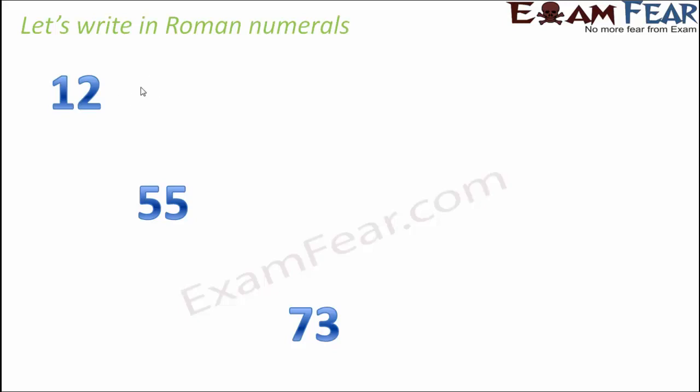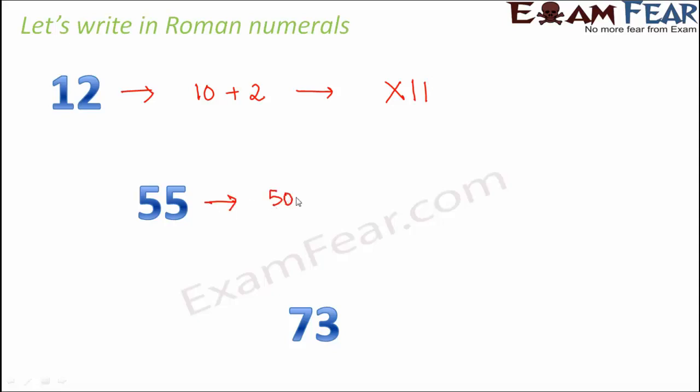So based on whatever we have studied, let us try to write these numbers in Roman numerals. 12. So how would you write 12? This would be 10 plus 2. How do you write 10? This is 10 plus 2. Now once you arrive at this symbol, just make sure that all the rules are followed. None of the rules are ignored.